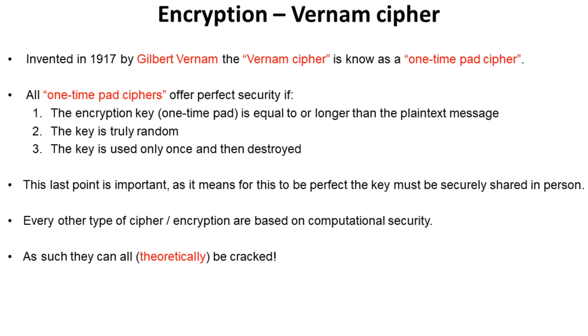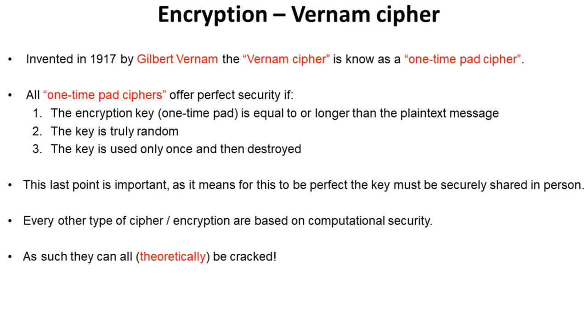Now, this last point is really important and is a reason the Vernam cipher isn't used to encrypt everything all the time. It means that for this method of encryption to be perfect, the key must be securely shared in person. The sender and the intended recipient of the message would physically have to meet and exchange this key. This would be highly impractical, especially if you're sending some encrypted communication from one country to another.